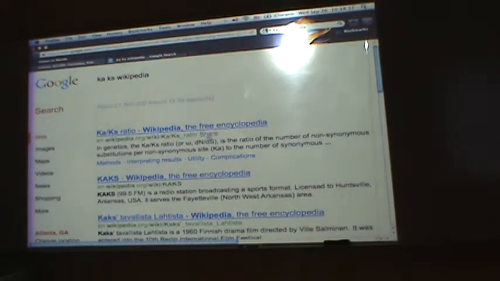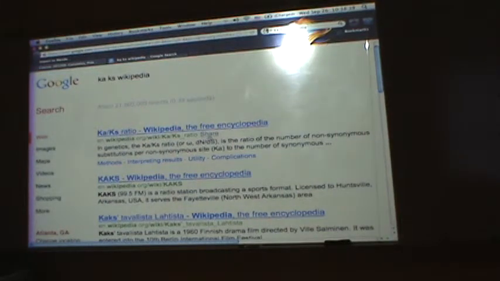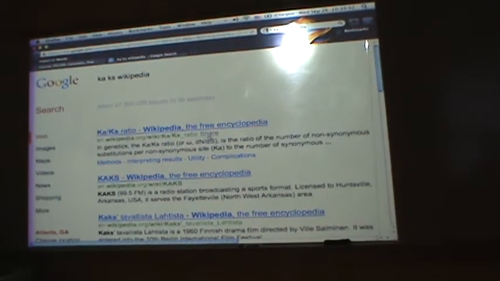Now, let's see whether we can figure this one out. What is KAKS here? It's the ratio of the number of nonsynonymous substitutions to synonymous substitutions. KA means nonsynonymous, and KS synonymous. Variants at the nucleotide level that result in variants at the amino acid level.